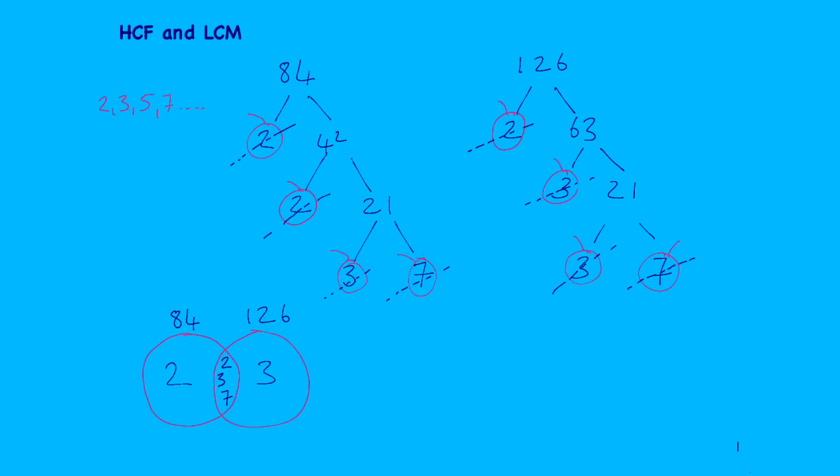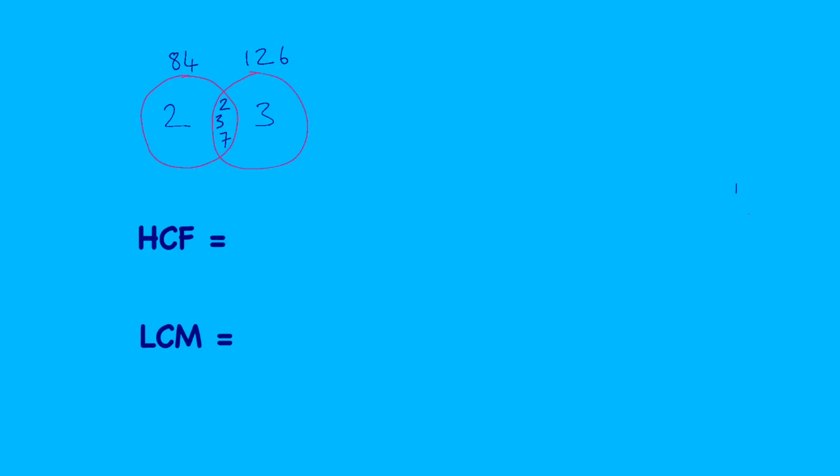Okay, now it's always a good idea to cross them out so that you know you've added all the numbers into the Venn diagram. Now, to find the HCF, you multiply the numbers in the overlap together. So you've got a 2, 3 and a 7. So we have 2 times 3, which is 6, times 7, which is 42.